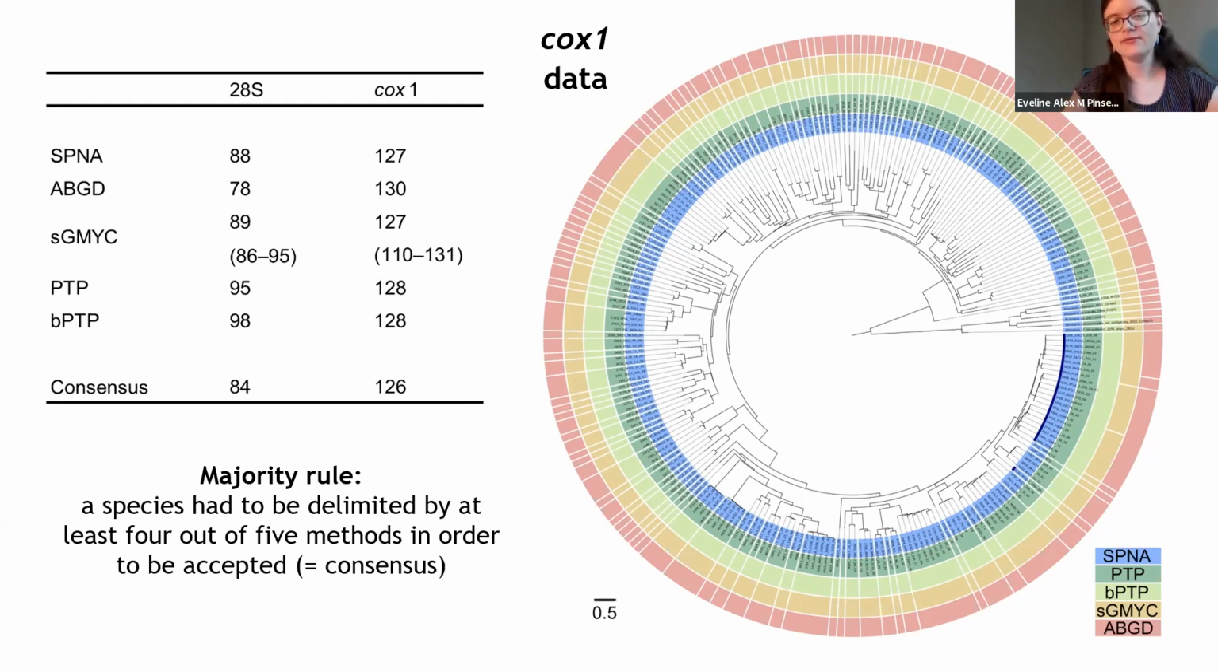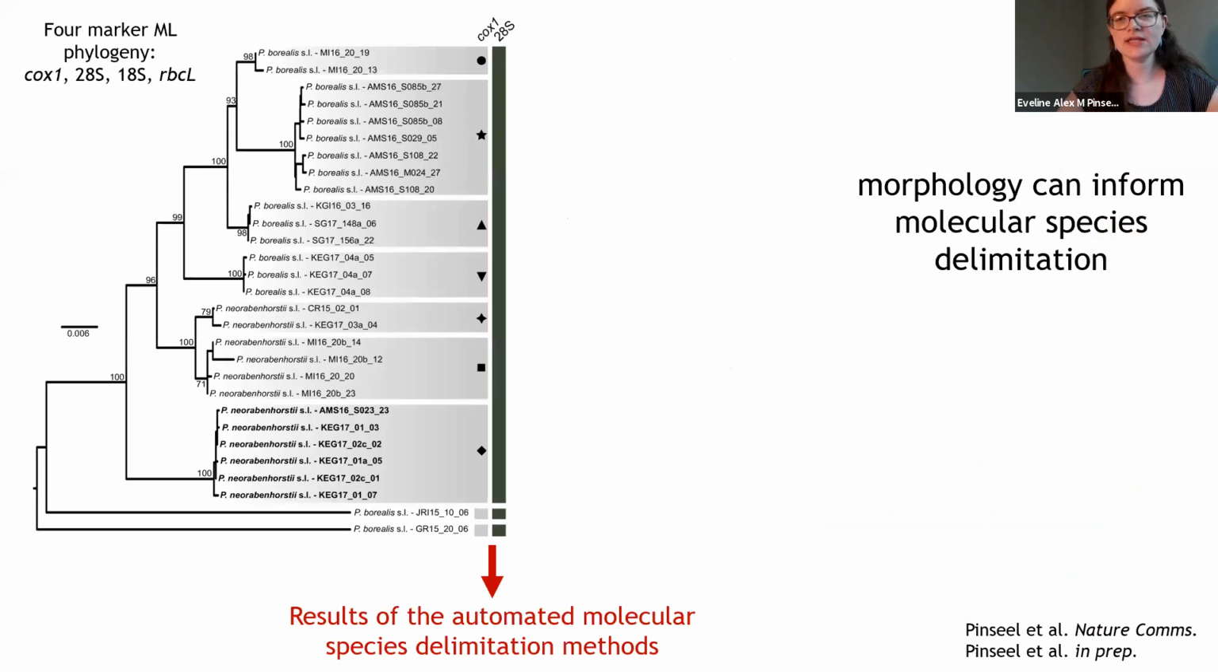I said before that in the phylogeny of Caroline Souffreau, all of these clades were morphologically very similar. But I also said that some of the taxa in Pinnularia borealis and Neorabenhorstii are morphologically distinct. So by looking for those morphologically distinct taxa in our big data set, we can assess which of these methods is more likely to be correct. So yes, morphology can inform molecular species delimitation, and I'm just going to show you how.